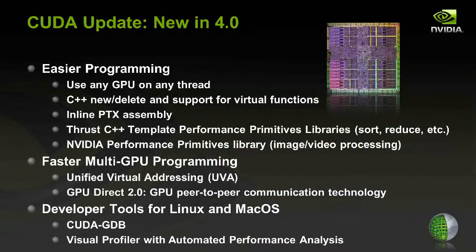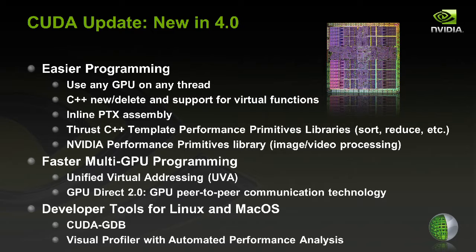As far as CUDA 4.0 is concerned, a lot of great features went into it, and I categorize them into three main categories. The first one is we really tried to make things a lot easier from the programmer's perspective. We had issues with past versions, like you can only use certain GPUs on certain threads, and context migration, thread migration was difficult. So we tried to really clean that up to make it just a lot easier.